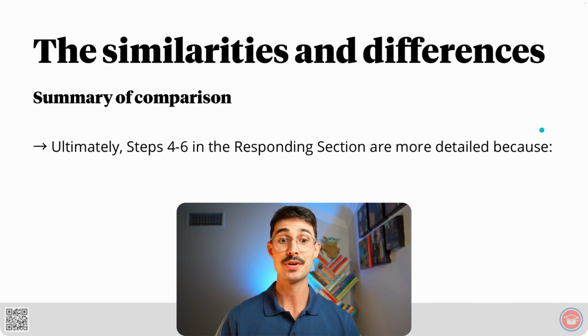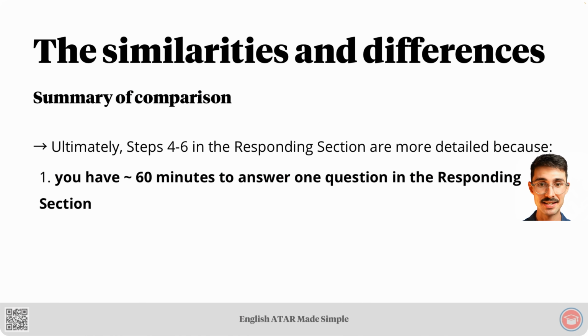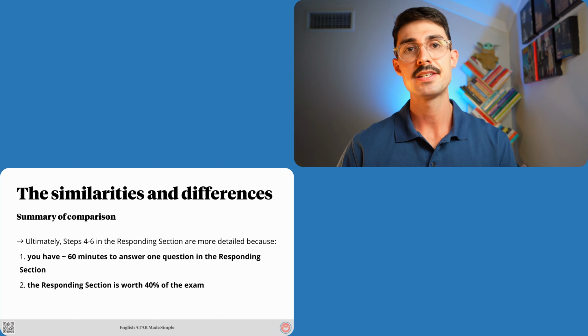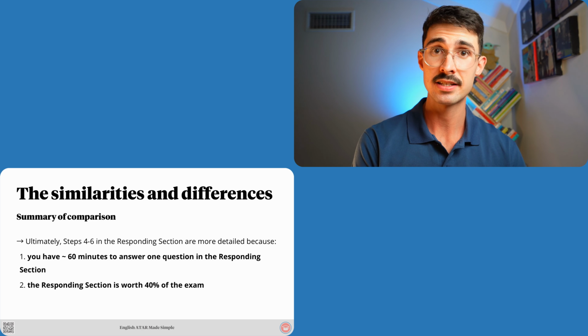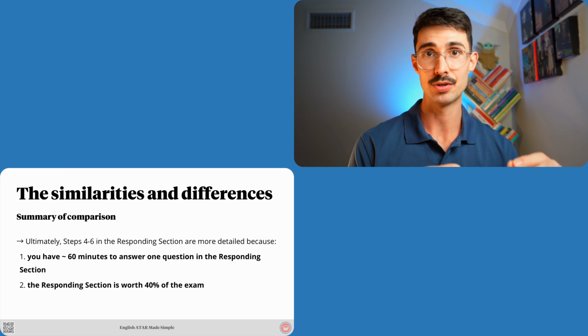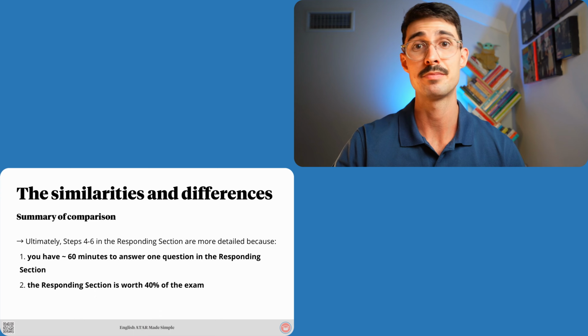If we're to summarize this even further, we could say that ultimately, steps 4 to 6 in the responding section are more detailed because of the following. 1, you've got 60 minutes to answer the question in the responding section, and 2, the responding section is worth 40% of the exam. This is compared to, of course, the 30% weighting of the comprehending section. So what we're saying here is that it's worth spending a little bit more time on your plan for the responding section because it's weighted 10% more.